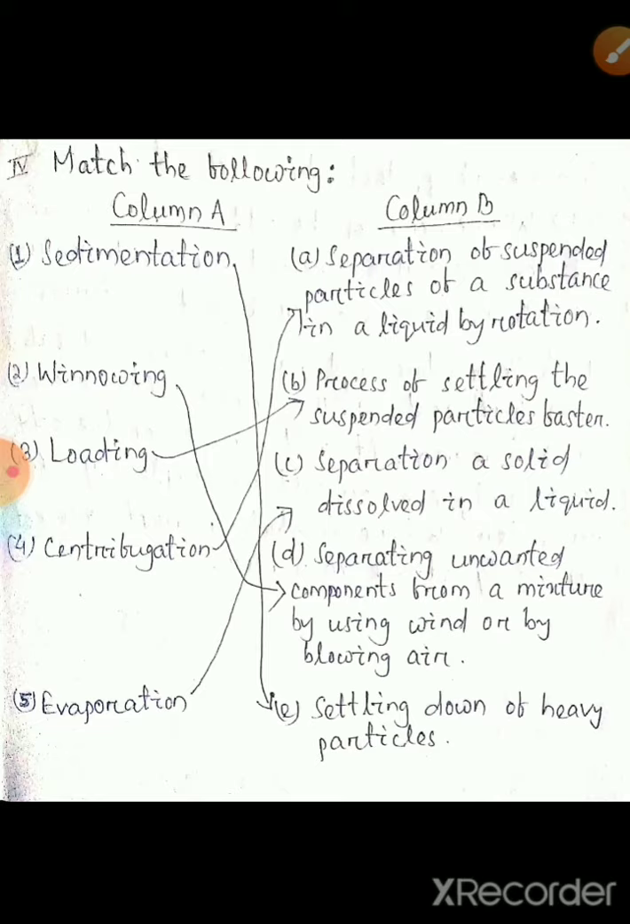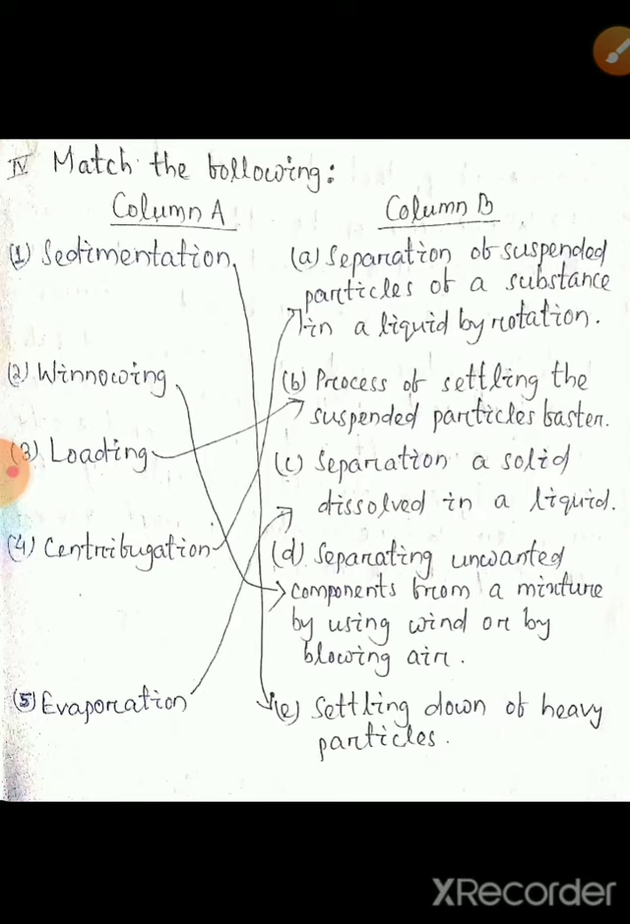In match the following, there are two columns, column A and column B. In column A, five words are given, and in column B, five sentences are given. We have to match what we have learned, some ideas related to different words. Okay students, so first, don't be late, do it first. The first word from column A is sedimentation. Which sentence from column B is related to sedimentation?